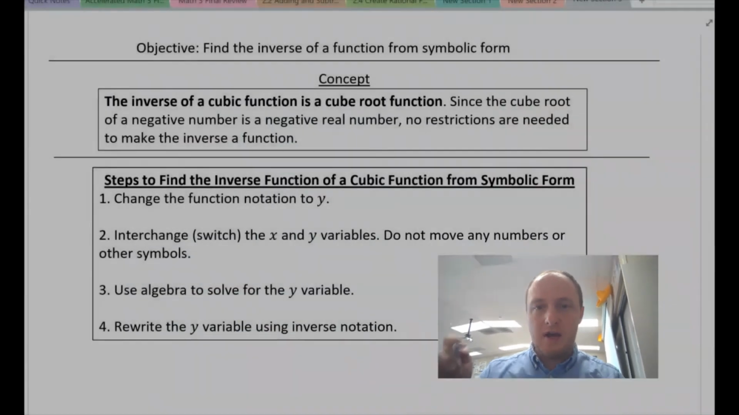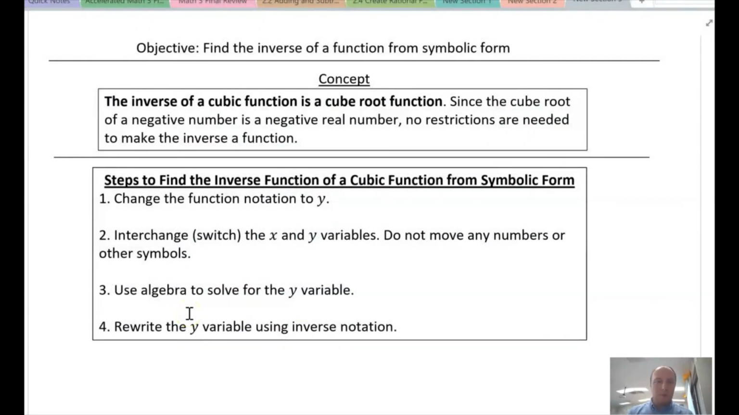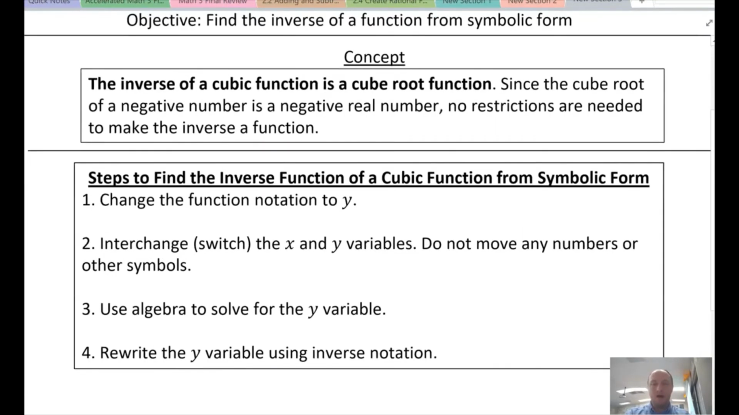All right, the notes are posted here, and they're exactly the same as the first 2 videos, but you'll notice in step 4, our old step 4, finding the restricted domain, isn't present. This is because there are no restrictions. No restrictions are needed to make an inverse function for a cubic function and a cubic root function, okay? We don't have to worry about it. So all real numbers is going to be our domain, just like linear functions. Oh, that's nice. I don't have to worry about restrictions.